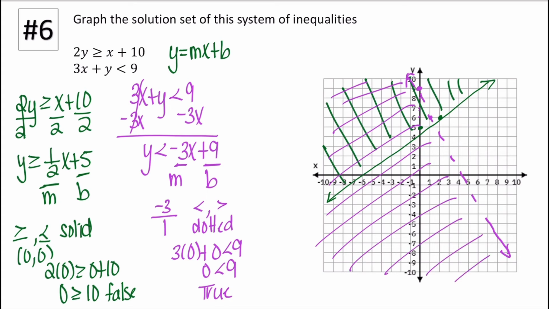And so now I need to find where the shading overlaps. So you can see this upper left corner here, this region is where the shading overlaps because I have both purple and green shading. And so that is the solution to my system of inequalities.